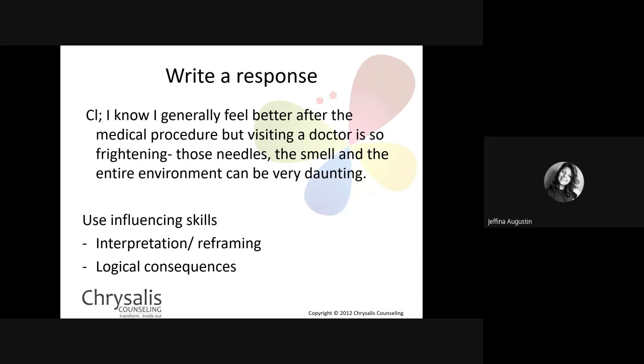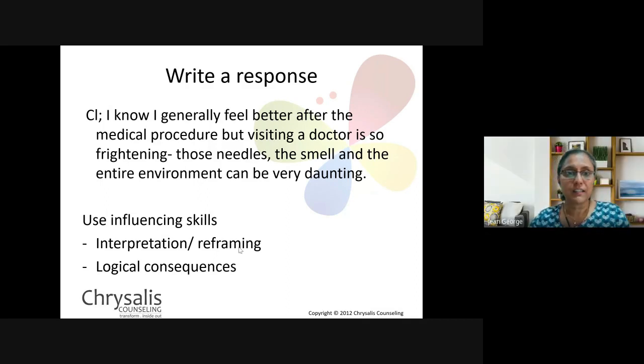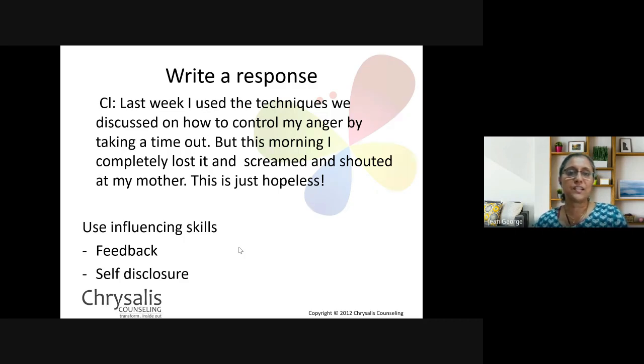Would you like to try? Change the slide or? Oh, I didn't change the slide. Oh, sorry. Yeah. Okay. So here's the two skills, right? Feedback or self-disclosure. What can you say? You could use any of the two, either feedback or self-disclosure. Somebody would like to try? Anybody? I'll just try.